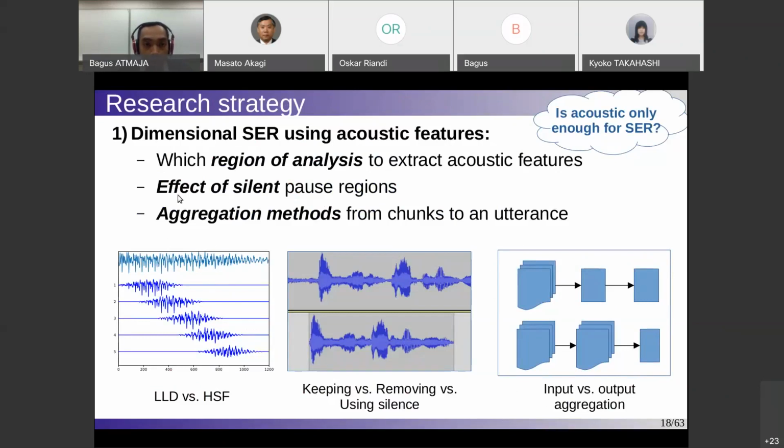And the second is the effect of silent pause regions, to represent the effect of post-processing. For example, if we remove silence or we use silence as an additional feature, what is different? And the last one is the aggregation methods from chunks to utterance.